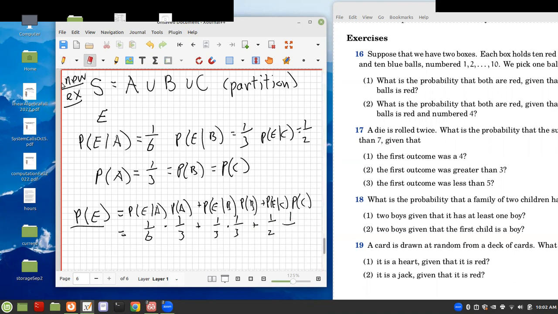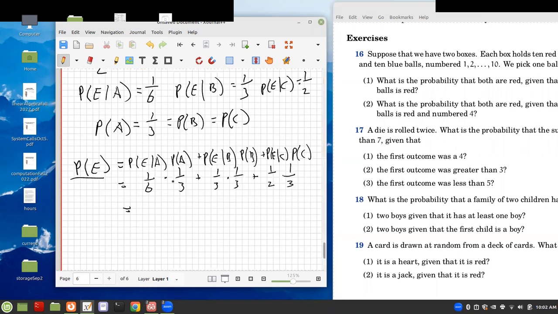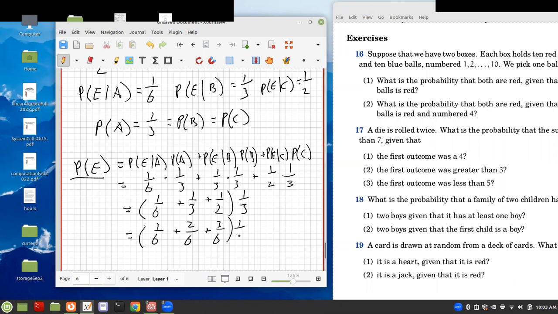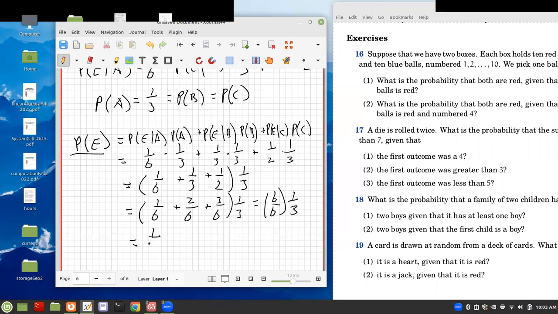Now you could struggle with the fractions in more or less simple ways. And the simple way to do it is to factor out the 1/3. So this would be 1/6 plus 1/3 plus 1/2, times 1/3. And then I could put these all over a common denominator: 1/6 plus 2/6 plus 3/6, times 1/3, which equals 6/6 times 1/3. So that's just going to be 1/3.